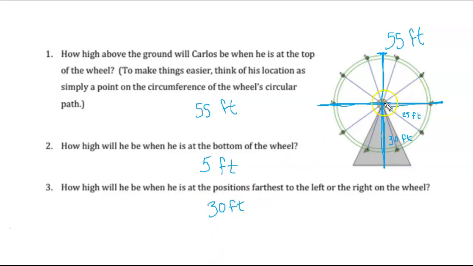So we can use that information about the circle. We're just spinning around the circle. We know the highest we're going to go is 55 feet, the lowest is 5 feet, and when we're at the middle, we're at 30 feet. So everything is between 5 feet and 55 feet, as we keep going in a circle and bouncing between 5 feet and 55 feet.